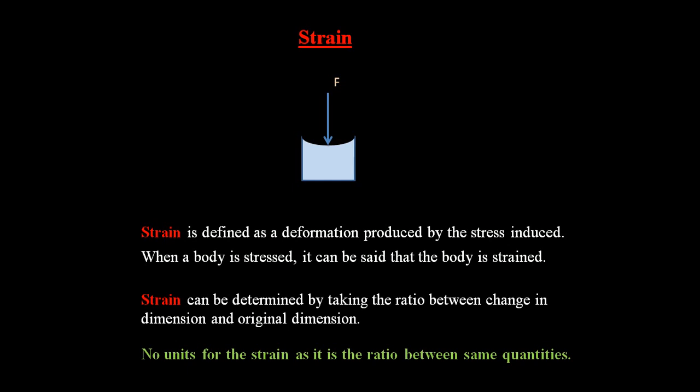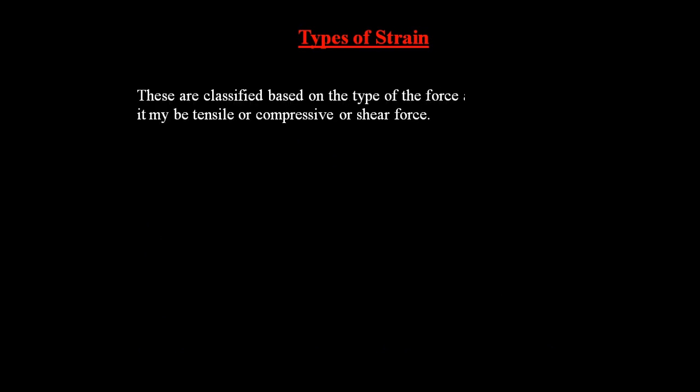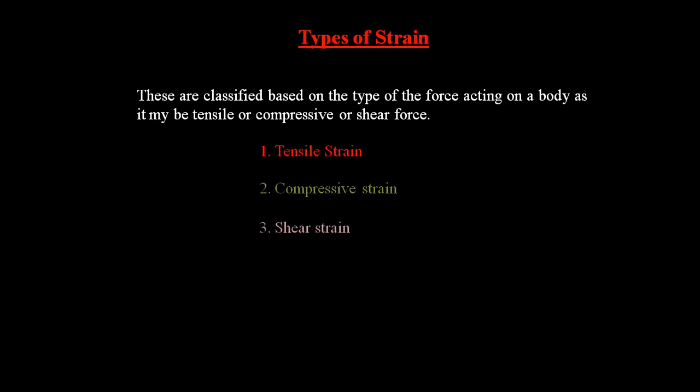And next we try to discuss types of strains. There are different types of strains, and these are classified based upon the type of force acting over the body, same as before, that may be tensile, compressive or shear force. So based upon that we can classify: first one is tensile strain, second is compressive strain, and third is shear strain. And there is another special type of strain, that is volumetric strain.